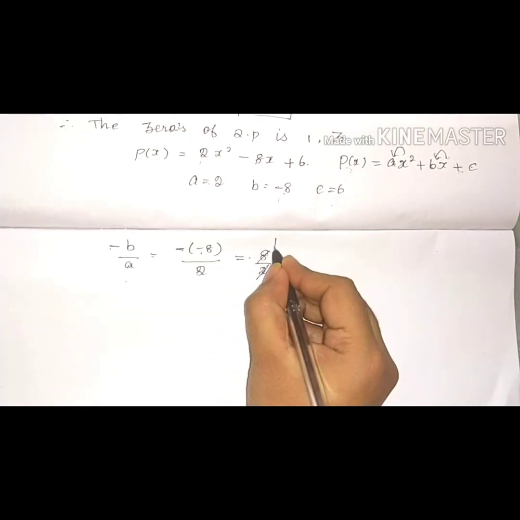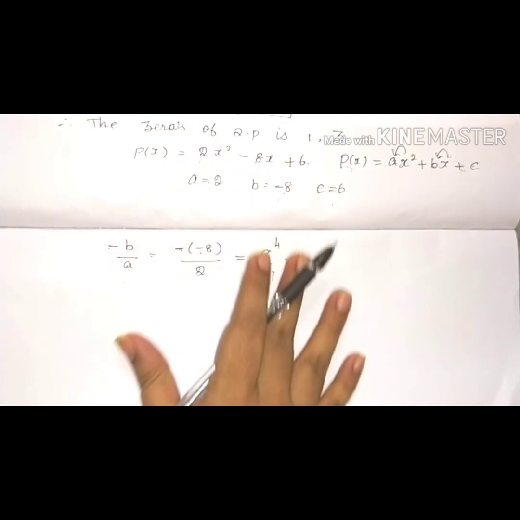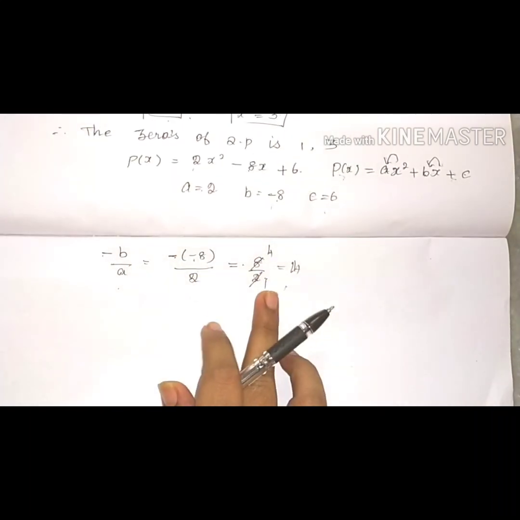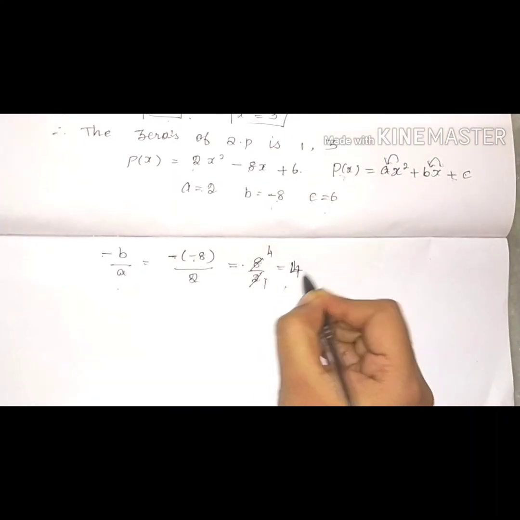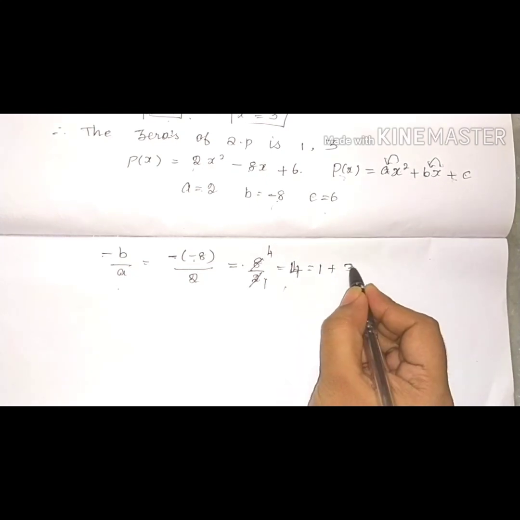8 divided by 2. If you cancel, you will get 4. So 4, how can you write it using the zeros? Here, what are the zeros? x equal to 1 and x equal to 3. So 4 we can rewrite as 1 plus 3. So 1 is a zero, another 1 is a zero.